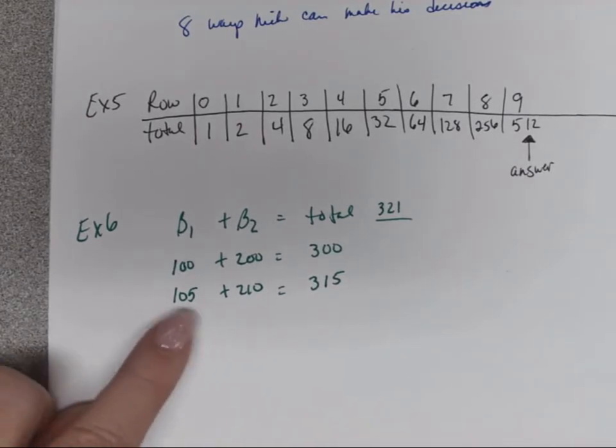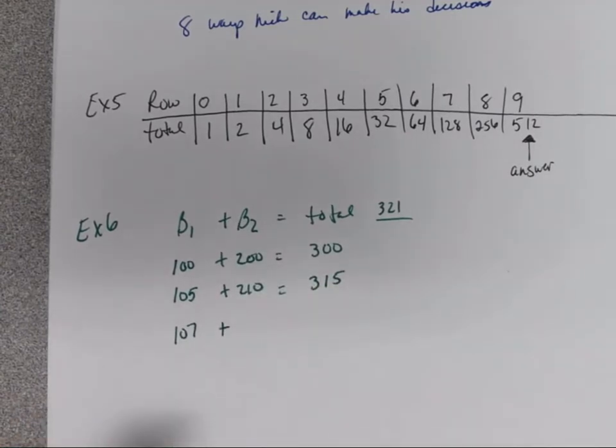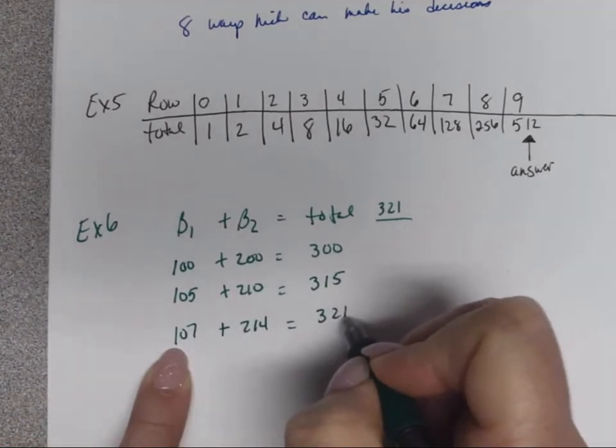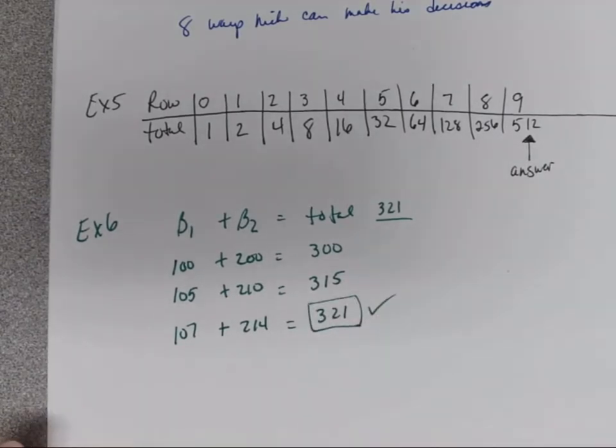So let's add 2 to this. So we'd have 107. Twice that would be 214. There is our 321. And this right here is the number we're looking for. So one building is 107 years, and this one is 214 years.